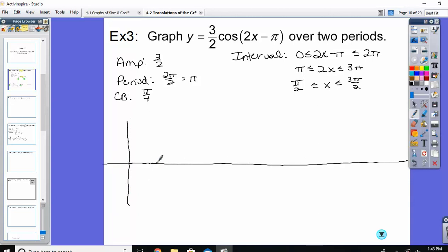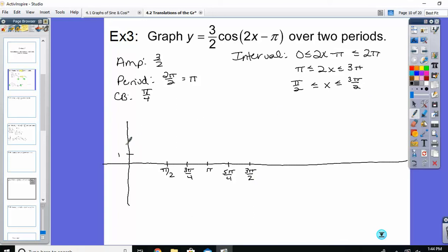So my first point is at pi over 2. That's like 90 degrees. Then we're counting by pi over 4. That's like 45 degrees. So pi over 2 plus pi over 4 should be 3 pi over 4. Plus pi over 4 is pi. Plus pi over 4 is 5 pi over 4. Plus pi over 4 is 6 pi over 4, which is 3 pi over 2. And that's where we said our first period should end.